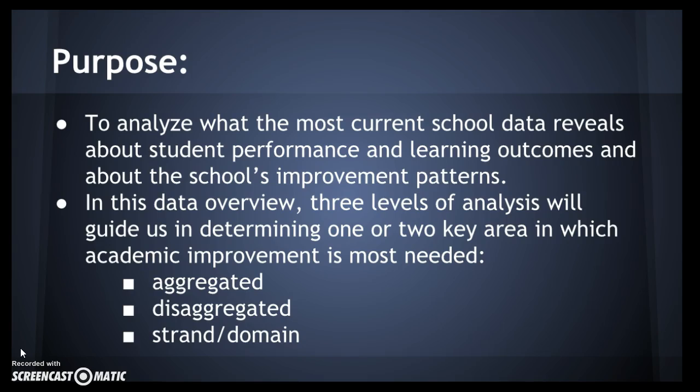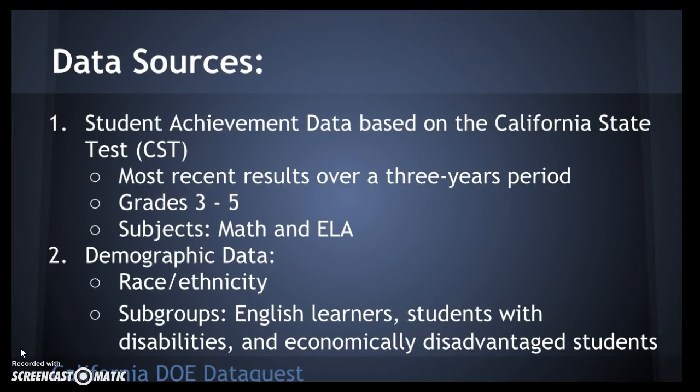In this data overview, we're going to use three levels of analyses: aggregated data analysis, disaggregated, and a strand or domain analysis. These analyses will help us identify one or two key areas in which academic improvement is most needed. The data sources that we'll be using is the student achievement data based on the California State Standards.